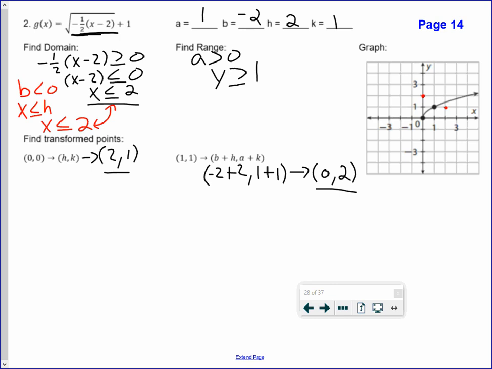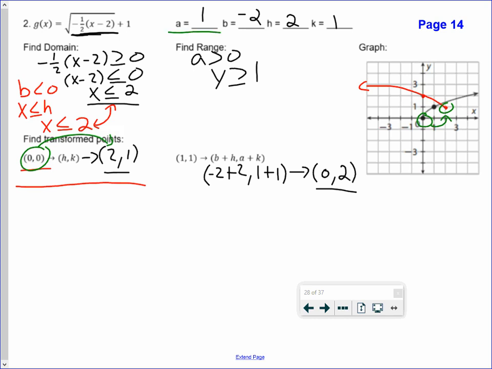Again, we need to start at the point that came from 0, 0, or HK. So that's going to be our 2, 1, and we're going to go that way. We start at 2, 1 because 0, 0 transformed into 2, 1. So our initial point transformed into that point there. That's why we have to start at our initial point that came from 0, 0, in other words, your HK point. That's what our function is going to look like, and it lines up with what we could have seen from the beginning.